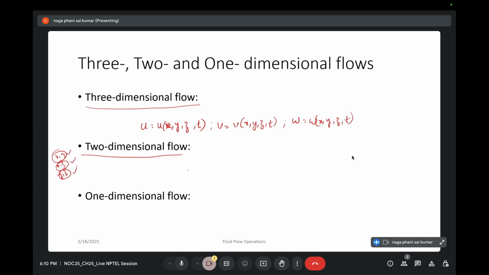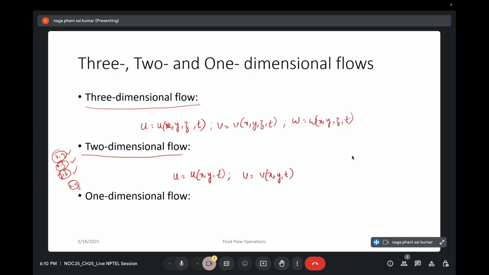For example, if the velocity has components in the x and y directions, how do you represent it? You represent u as a function of x, y, and t as well, because if it is an unsteady state, the properties will also change with respect to time. Then we have the velocity in the y direction, which is a function of x, y, and t again.